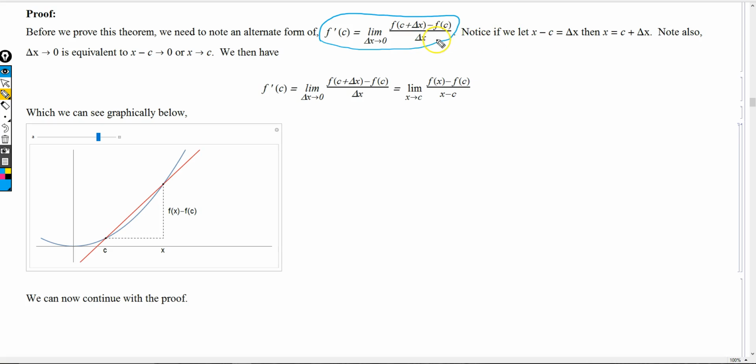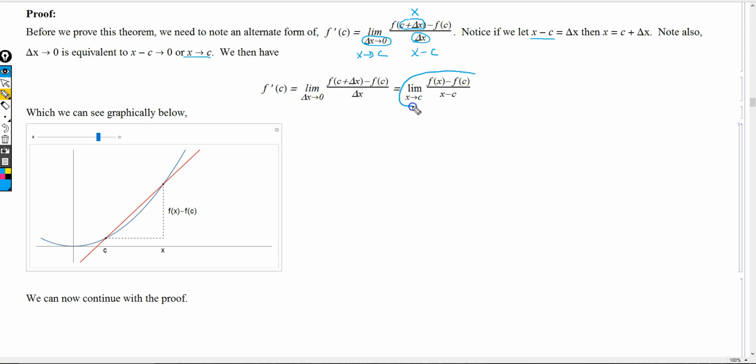Well, let's notice that if we do a little change of variables here, if we let x minus c be delta x, so we're going to replace this part right here with x minus c. Then if I take c over to the other side, x is going to be c plus delta x. And so this part right up here, the c plus delta x, we're going to replace with an x. And also note that as delta x goes to 0, that's equivalent to saying x minus c goes to 0, or x is approaching c. All right? So the limit as delta x approaches 0 gets replaced with x approaches c. And so instead of writing our f prime of c in this form here, we can write it like this.